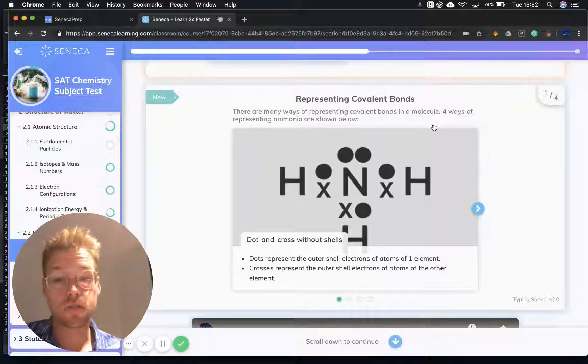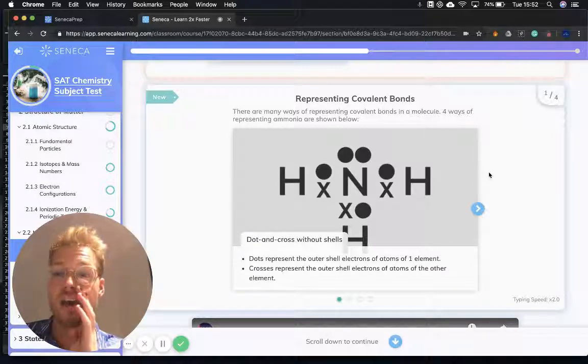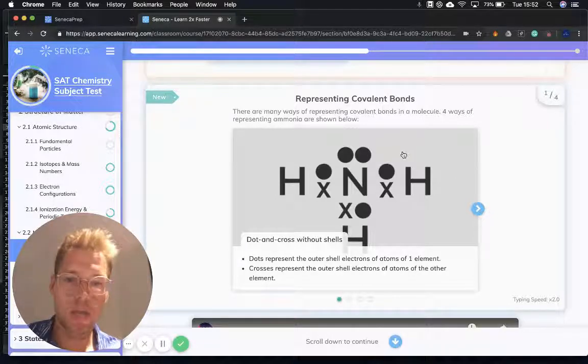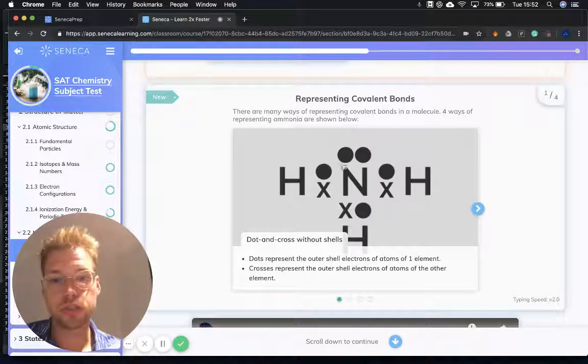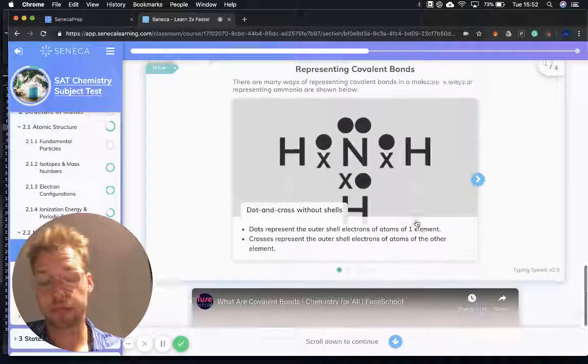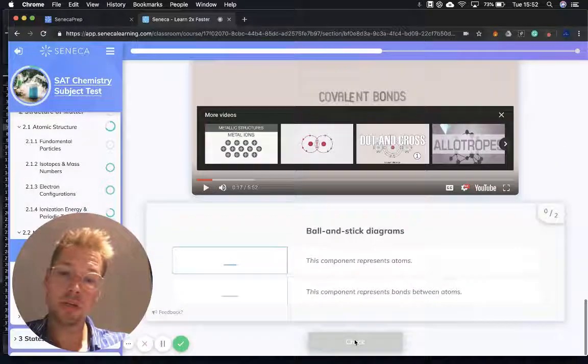So dots represent the outer shell of electrons of an atom of 1 element, and then you use crosses for the other one. So if we were drawing out NH3, with its lone pair of electrons, the dots you'd use to represent the electrons in N, and then the crosses is what you'd use to represent the electrons in H. So each covalent bond would be a dot and a cross. Dot and cross diagram, another name for Lewis structure. You're welcome. The more you know.